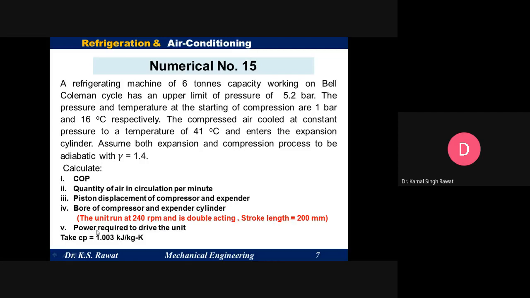And we also have to calculate the power required to drive the unit, and take Cp equals 1.003 kilojoule per kg Kelvin. In this question, the first thing we have to deal with is the Bell-Coleman cycle. We know the capacity, and that is the point to be noted. The capacity is 6 ton. So what is the meaning of 6 ton? Can you tell me?